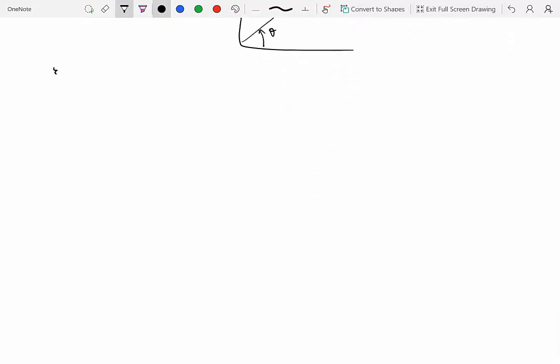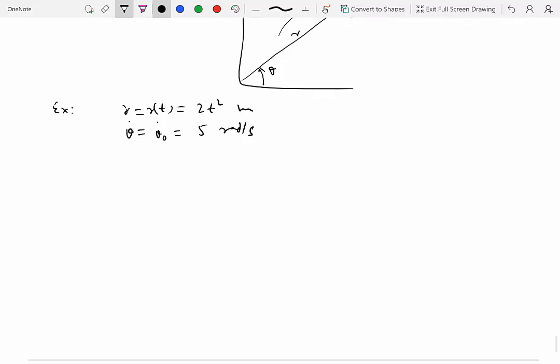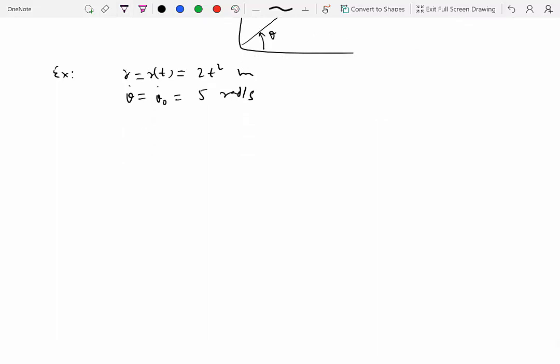So let's do a simple example, a straightforward one. So let's say you were given r as a function of time to be 2t square meters. Okay, and you are given theta dot as constant, let's say 5 radians per second. Now remember, every time you have to write theta dot or theta double dot, make sure that it is always in radians per second or radians per second square. Never use degrees per second or anything else for computing theta dot or theta double dot. So we know r, we know theta dot, right? Theta dot is constant, so theta double dot would be equal to 0, right?